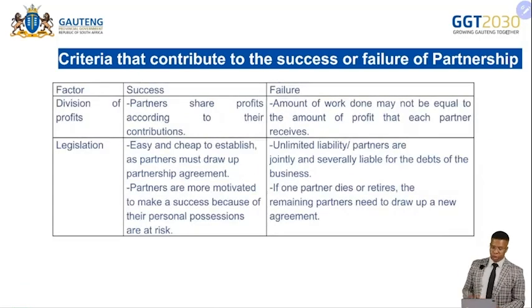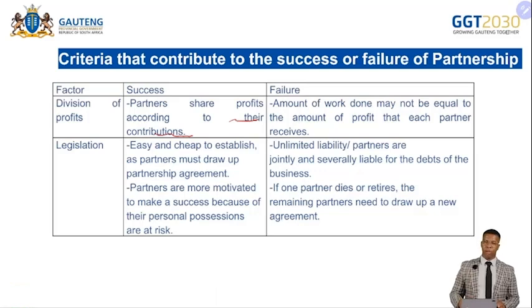Then we look into division of profit. We are partners. How will we divide the profit that is made by our partnership business? Partners share profits according to their contribution. If you have contributed 100,000 towards the partnership, obviously you will share more than an individual who has contributed 50,000 towards the partnership.